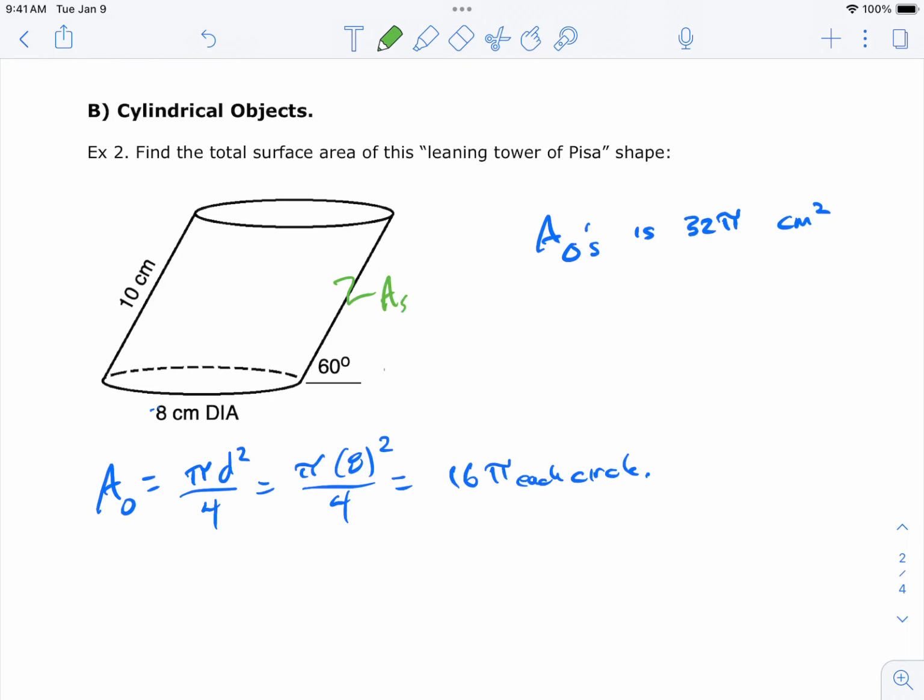So the area of the slanty part, well, kind of think of it as some kind of a weird soup can. And it's got like this wrapping paper or this label around it, right? How big is that label is the question.